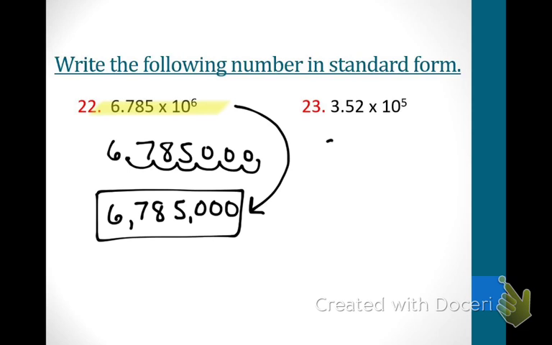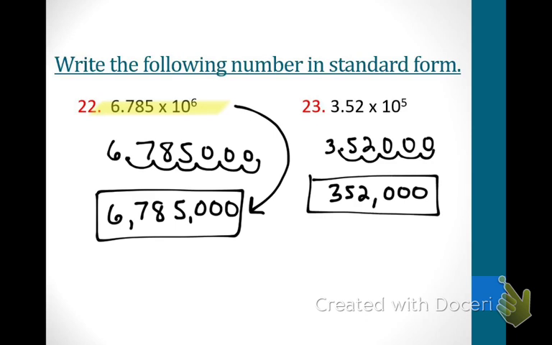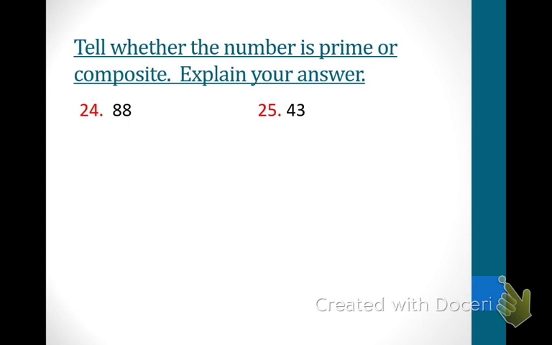3.52, you want to just go ahead and drop down that right there. How many places do I move my decimal point? 5. 1, 2, 3, 4, 5. What do I put in my scoops? Put the zeros, drop it down, and what's my answer, guys? 352,000 is correct. Number 24 and 25 says, tell whether the number is prime or composite and explain your answer.